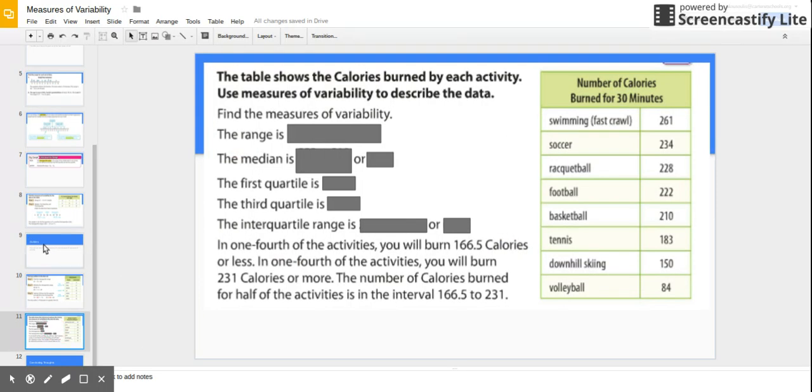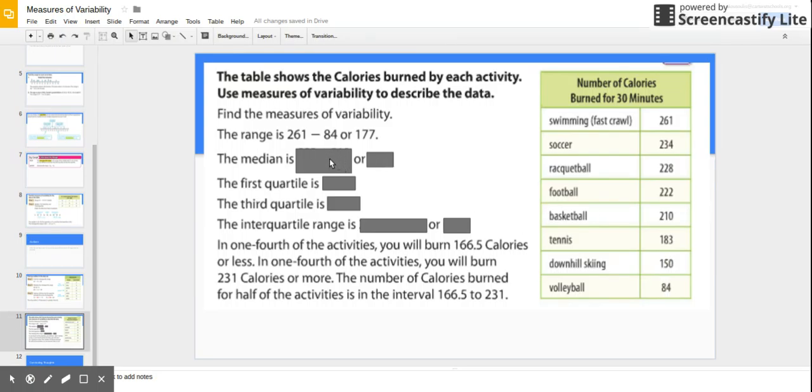The table shows the calories burned by each activity. Use measures of variability to describe the data. Okay, so let's start with the range. You're going to take your highest number, which is 261, minus your lowest number, which is 84. Okay, and you're going to subtract them to get 177.